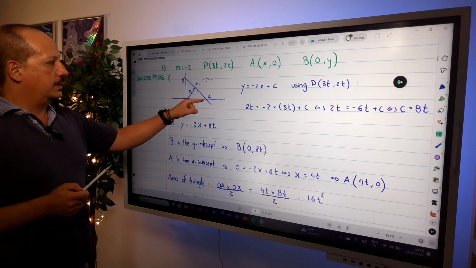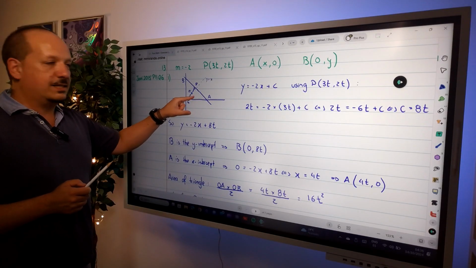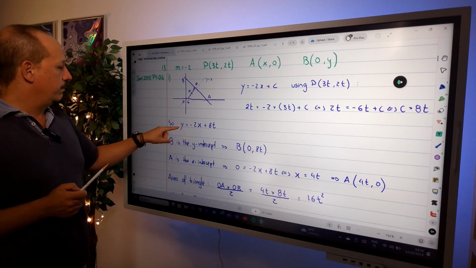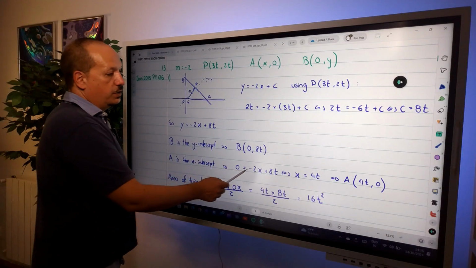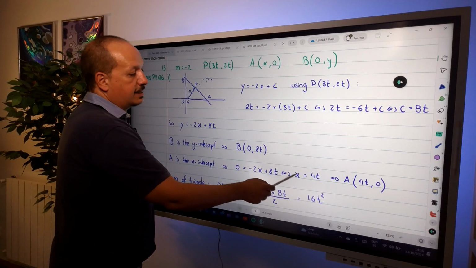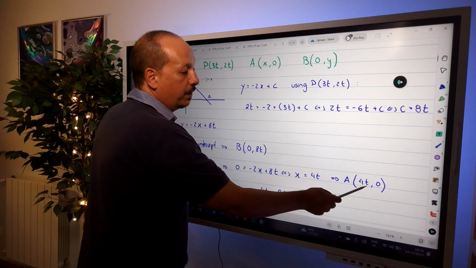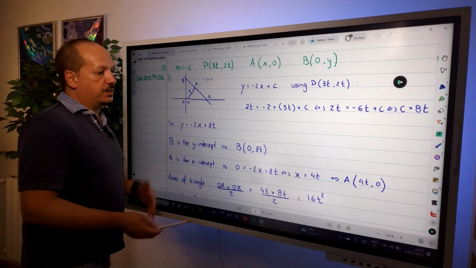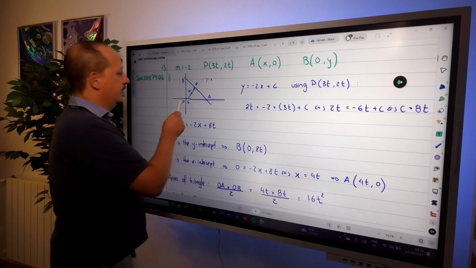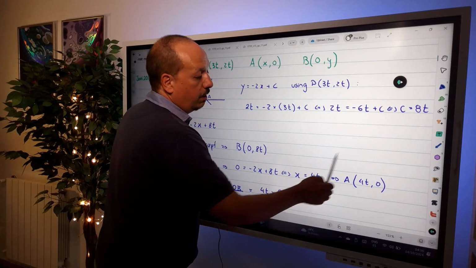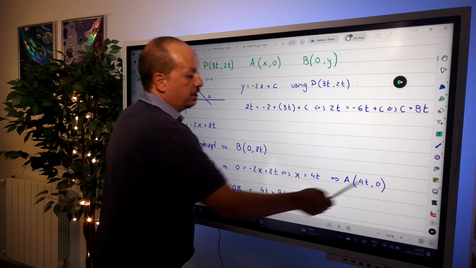In order for you to get the coordinates of the x-intercept, you have to equate this to 0. So you equate it to 0, and you'll know that x is going to be equal to 4t. Again, for any x-intercept, the y-coordinate is 0, so the coordinates of A are (4t, 0).